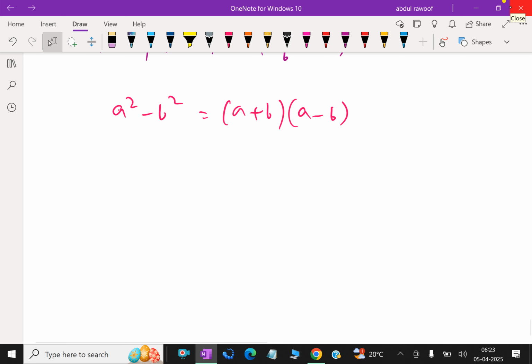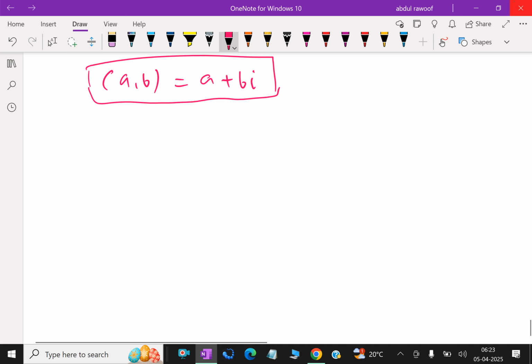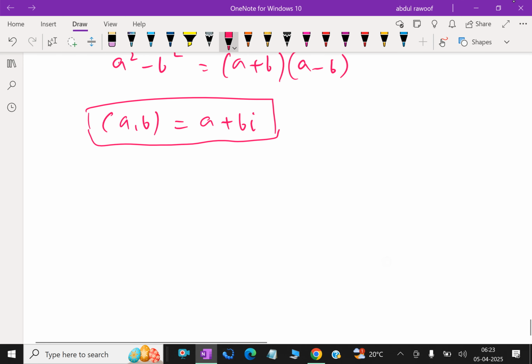Now the normal form can be represented, that is, (A, B). We know that A is a real part and the imaginary part we can write as BI. This is the basic representation of the complex number in normal form. In that, I stands for square root of minus 1, the imaginary unit.